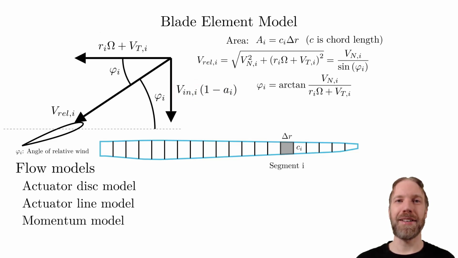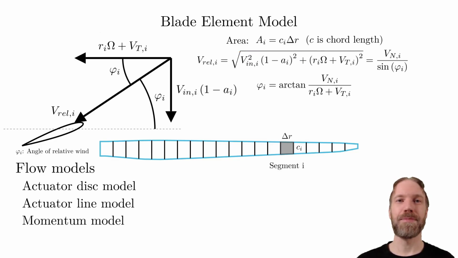V in is the undisturbed flow velocity. This is what you will have when a turbine is not operational. Update the expression for the relative flow velocity using the actual induction factor. Update the expression for angle of relative wind as well.